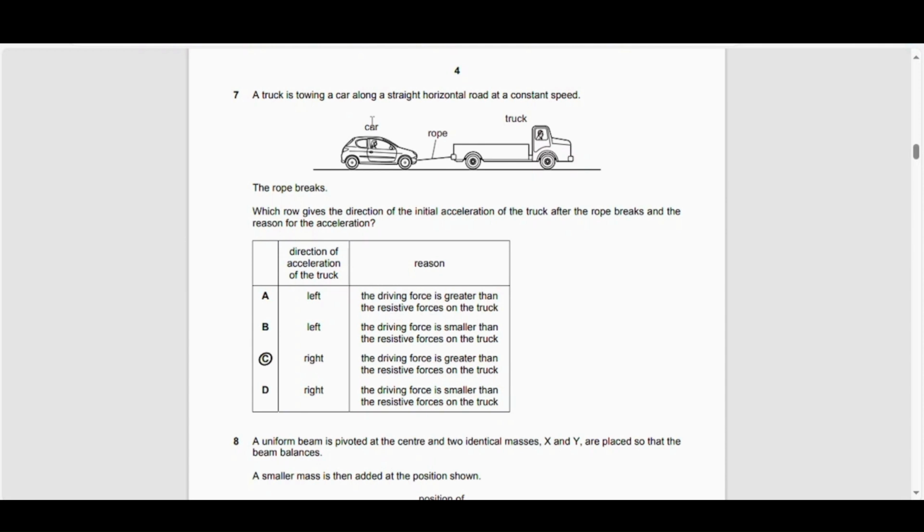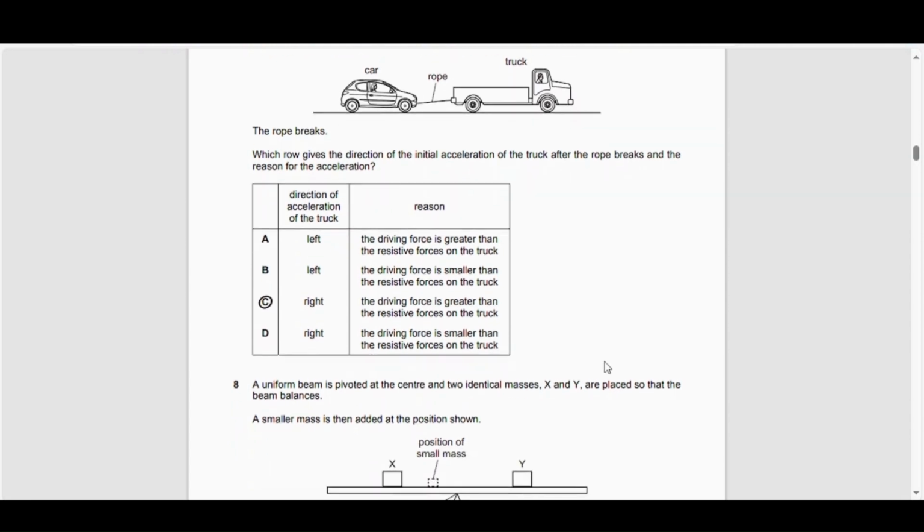So if the rope breaks, the engine of the truck is going to propel the truck forwards towards the right. So that is going to be the direction of your acceleration. So A and B cannot be correct. And then the reason for that is the fact that its driving force is greater than the resistive force, because now the big resistance that came from the car that was slowing it down is no longer present. So for the same force exerted by the truck, it's going to accelerate. And that's because, again, the driving force is greater than the resistive forces on the truck. So that is the key reason for that.